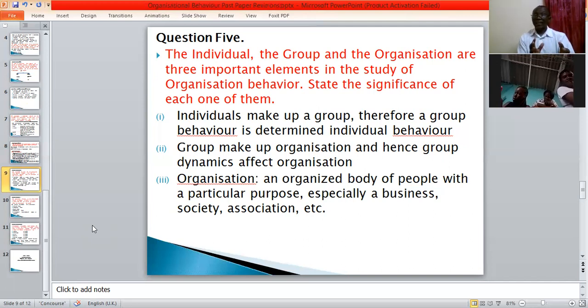So you understand that you can't talk about an organization without talking about people. And you can't talk about a group without talking about people. So individuals are just grouped to become a group. Then the groups put together become organizations. Now, because we have organizations, there's a need to study the behavior of people in an organization. Because the way people behave in an organization is very different from the way they behave when they are alone.